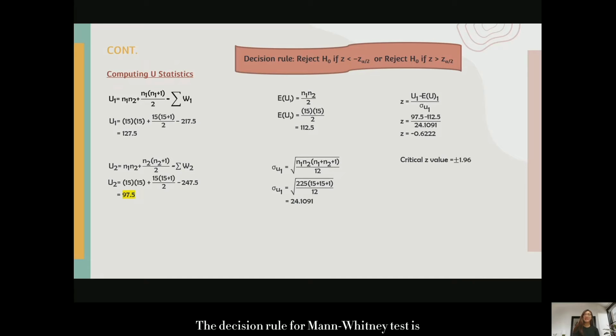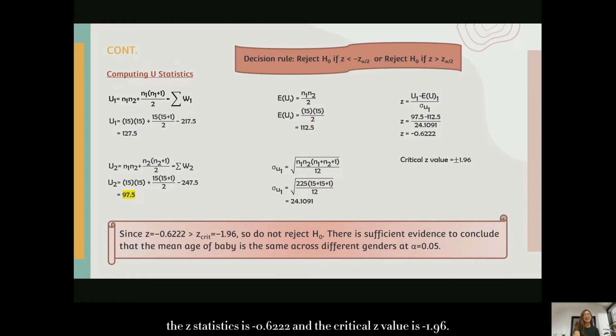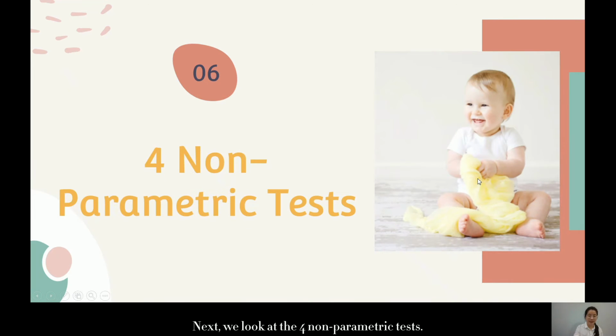The decision rule for the Mann-Whitney test is reject null hypothesis if the Z statistic is greater than critical Z value. As you can see, the Z statistic is negative 0.6222 and the critical Z value is negative 1.96. We can make the decision to not reject null hypothesis. There is sufficient evidence to conclude that the mean age of baby is the same across different genders at alpha equal to 0.05. Next, we look at the four non-parametric tests.